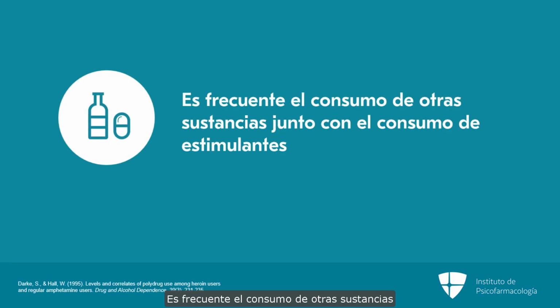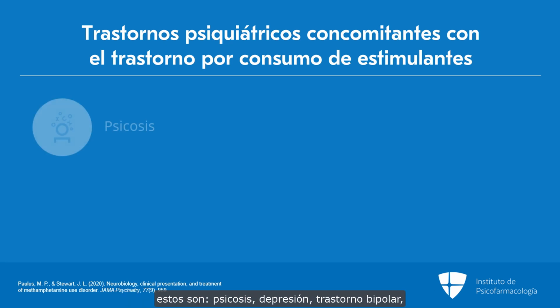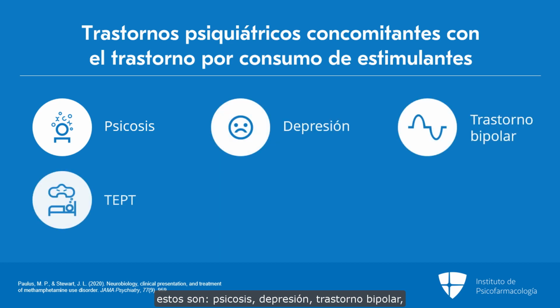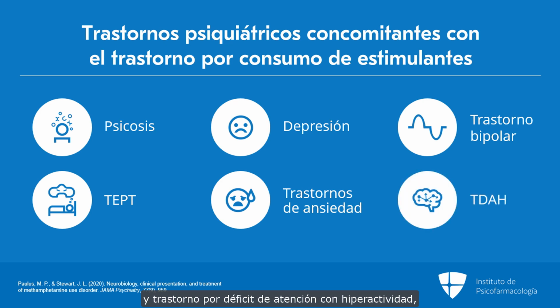Frequently, other substance use along with stimulants is happening. We'll talk a bit about how that might be important for some of the pharmacotherapies, which can target some of these other co-occurring substances. And we mentioned the co-occurring psychiatric disorders, which can either be stimulant-induced or primary. So that includes psychosis, depression, bipolar disorder, post-traumatic stress disorder, anxiety disorders, and attention deficit hyperactivity disorder is a special case because the presence of attention deficit hyperactivity disorder may modify the pharmacotherapy treatment of stimulant disorder.